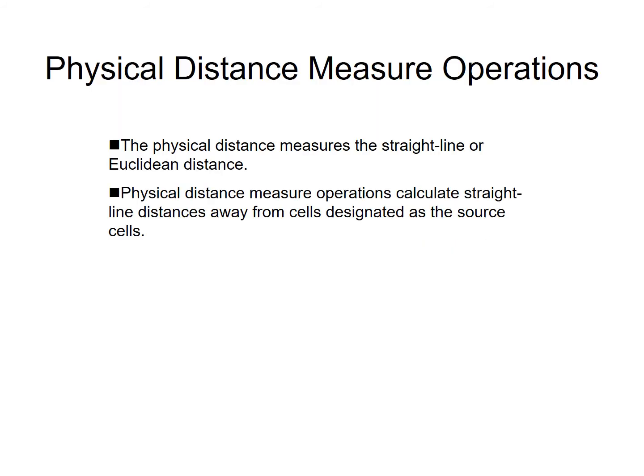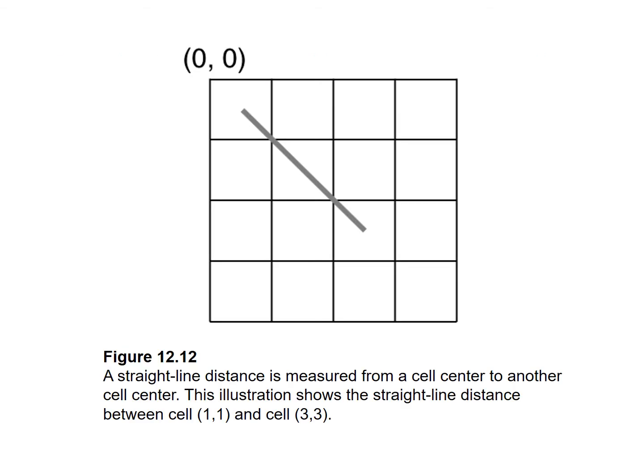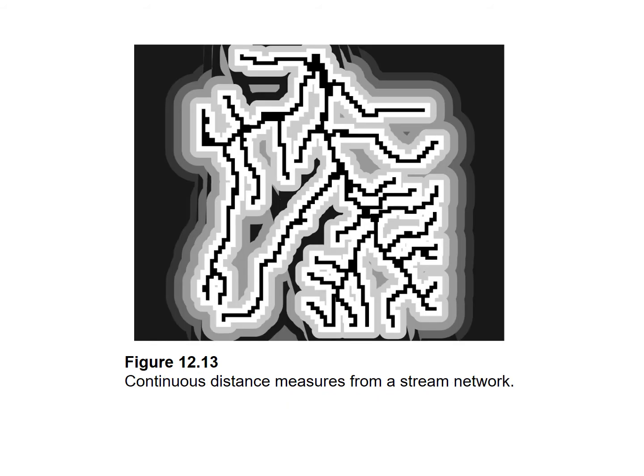Physical distance measure operations. Physical distance can be straight line, which is Euclidean distance, or it can be calculated as straight lines from cells at the source. So you go from the middle of one cell to the middle of another cell, and you can get that distance. You can also measure distance continuously. In this example, you have a stream network, and we measure how far every cell on this grid is from the feature itself, from the stream.